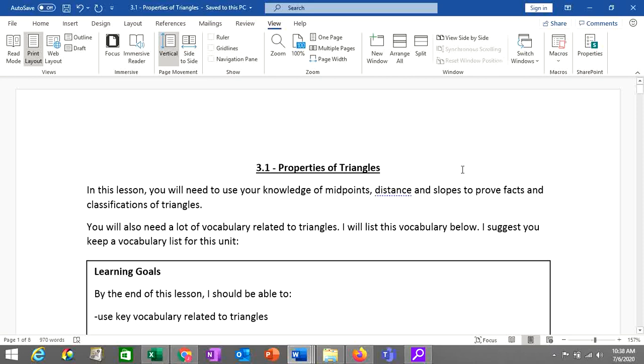Hi everyone. So in this video I'm going to be going over with you lesson 3.1, so unit 3 lesson 1, properties of triangles. So you'll notice that in this unit we don't have very many of these actual lessons. However, they will likely run a bit longer, and also the material that you're dealing with is more difficult.